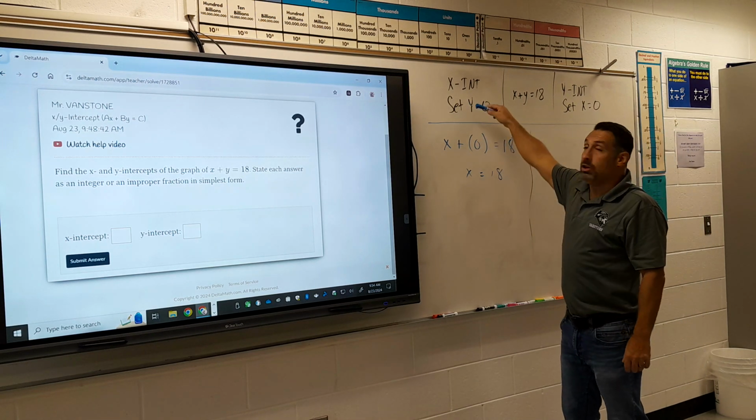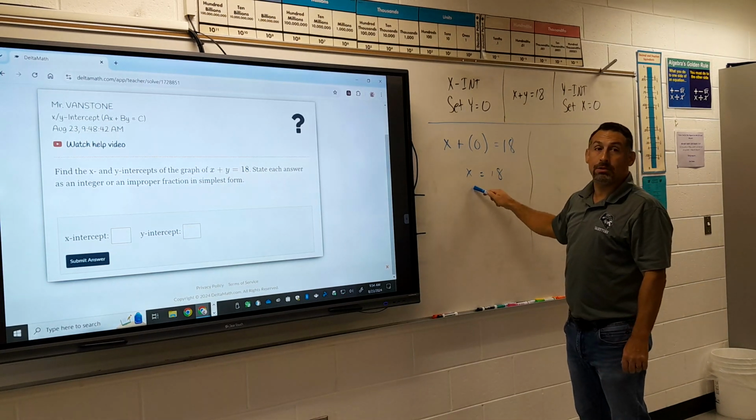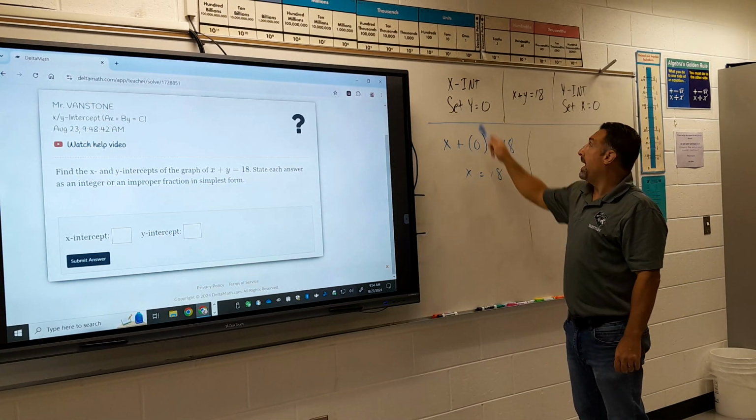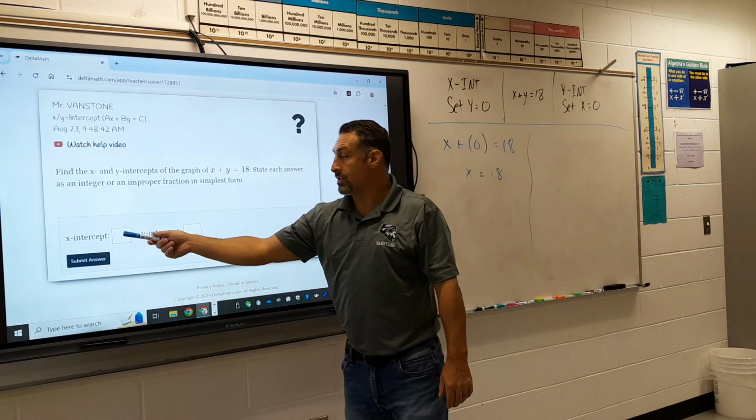At the end, when you do the little bit of work we got to do, the letter that's remaining is the intercept you found. X-intercept, we have an x at the end. That's it. So you would put that answer right there.